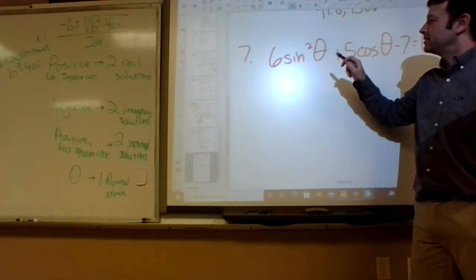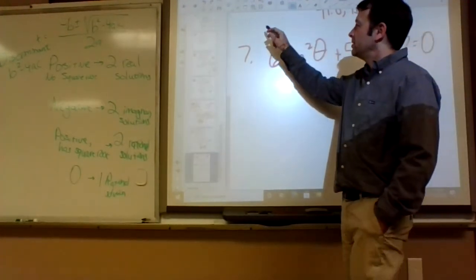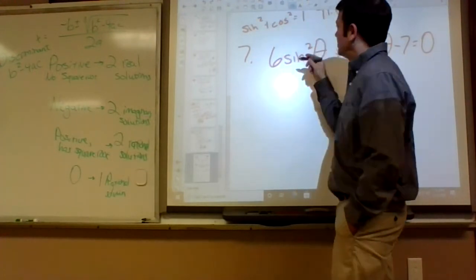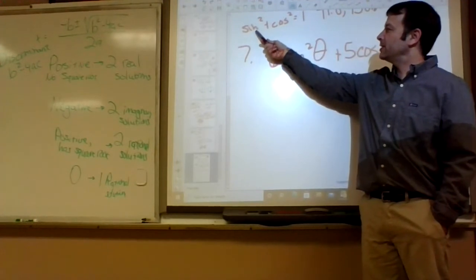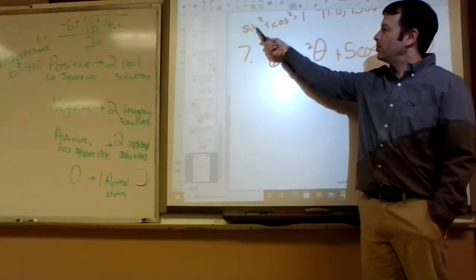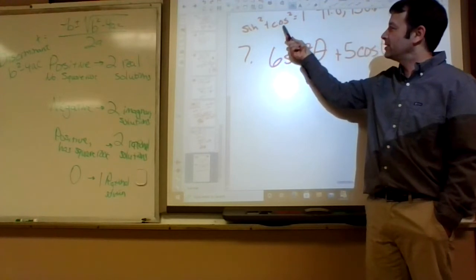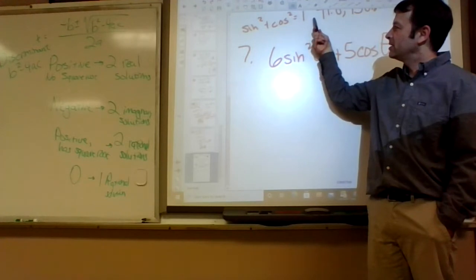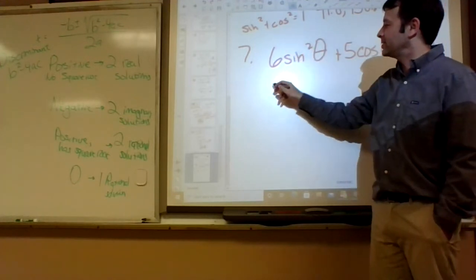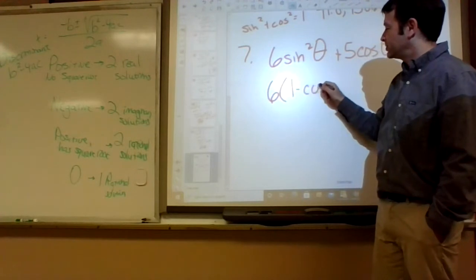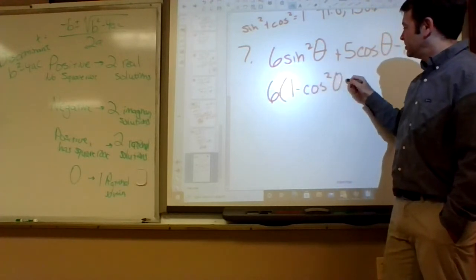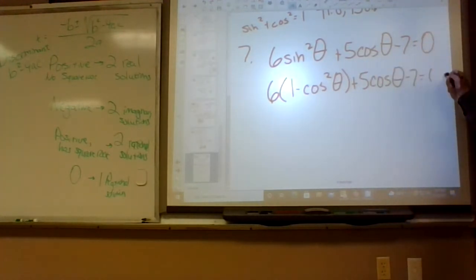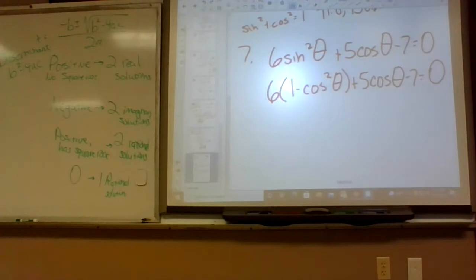You guys remember? Sine squared plus cosine squared equals 1. This is the formula from yesterday. Sine squared is equal to what? 1 minus cosine squared. So that would be 6 minus 6 cosine squared.